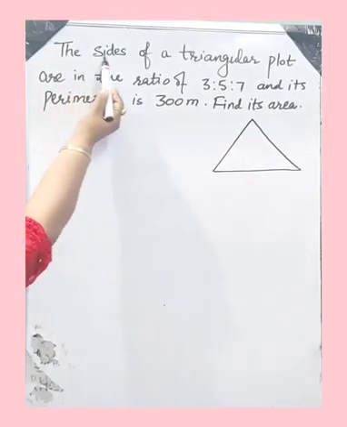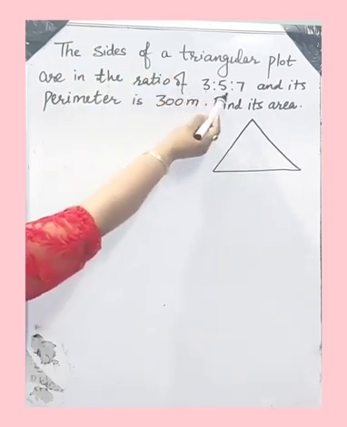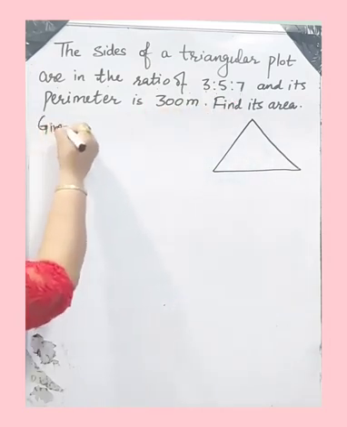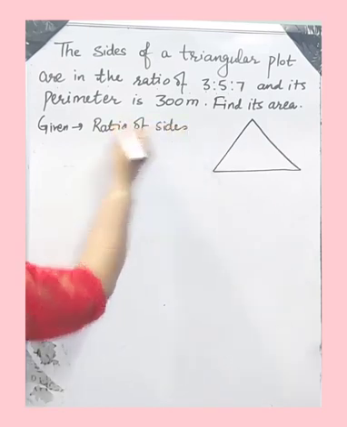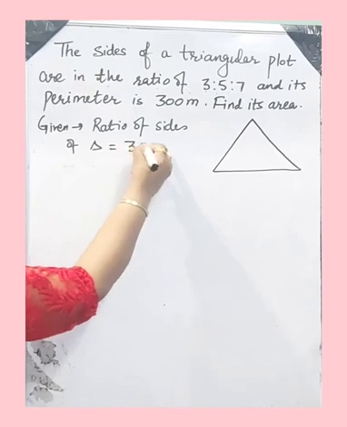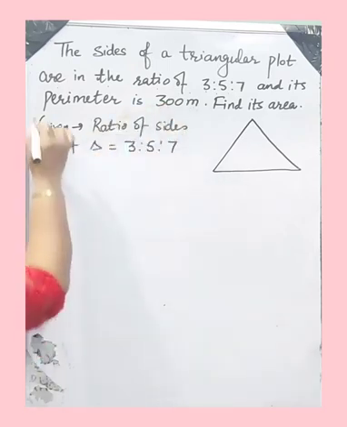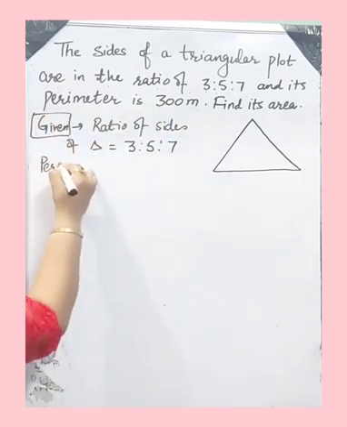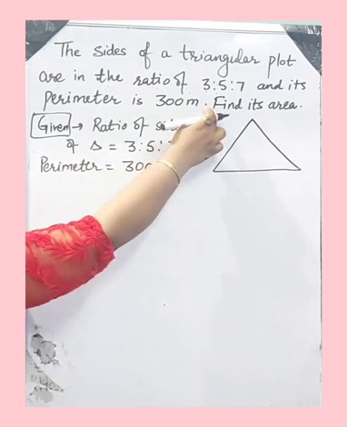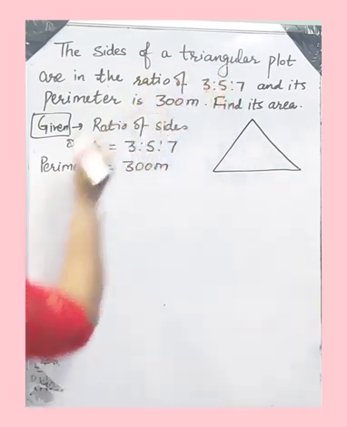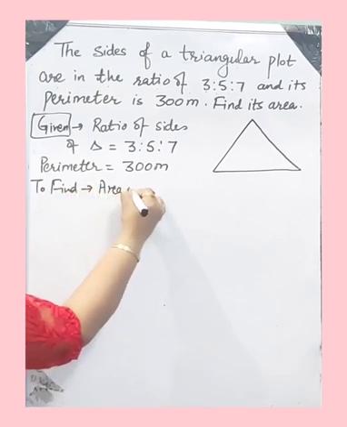Now question is, the sides of a triangular plot are in the ratio of 3:5:7. Given is ratio of sides of triangle equal to 3:5:7 and its perimeter is 300 meter. Perimeter is 300 meter. Now find its area. Find the area of triangular plot.